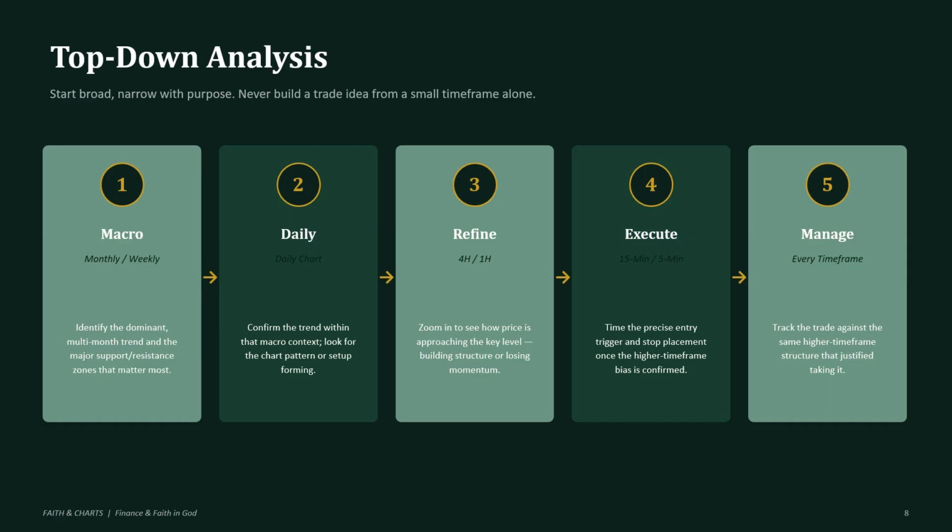From there, go to your 4 hour or 1 hour to refine it. Is price building structure as it approaches the level, or is it losing steam? Then, and only then, you drop down to your 15 or 5 minute chart to time your actual entry and your stop. Once you're in the trade, you manage it against the same higher time frame structure you started with, not against every little wiggle on the 1 minute chart.